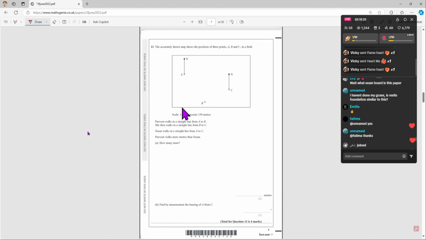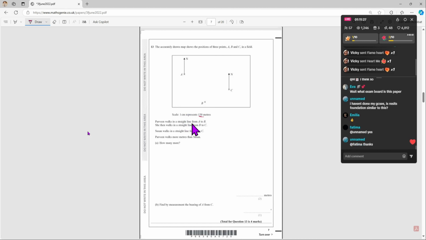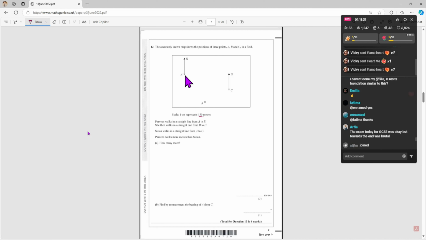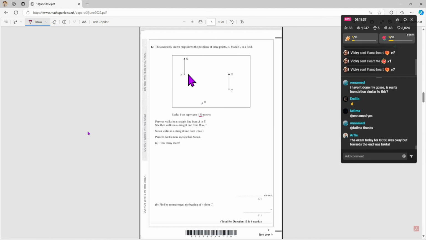So we know that this is to scale, so you have to use a ruler to work this out. First of all, you will draw a straight line from A to B like this. As you can see, that is not a straight line, but you know what I mean. You have to draw a straight line using a ruler and a pencil from A to B. Now, once you know that, we're gonna have to measure with a ruler.